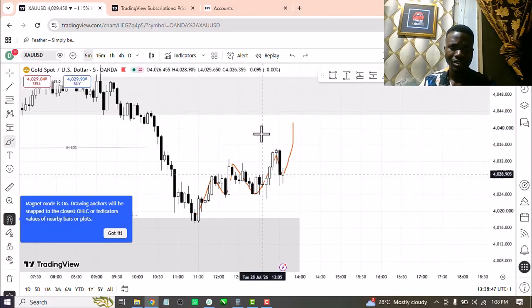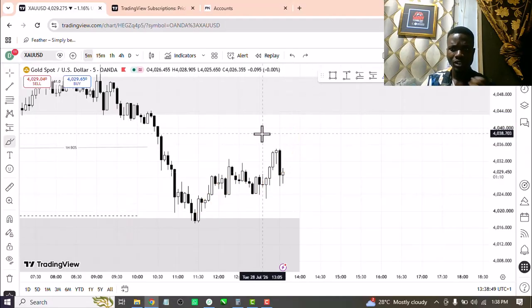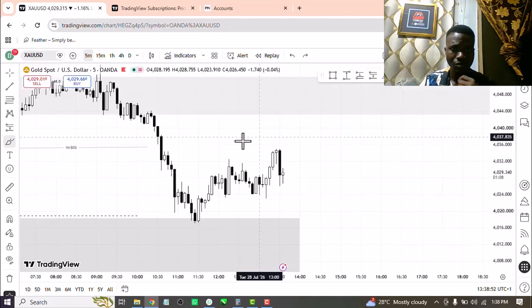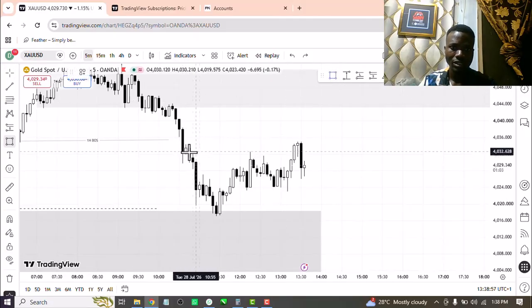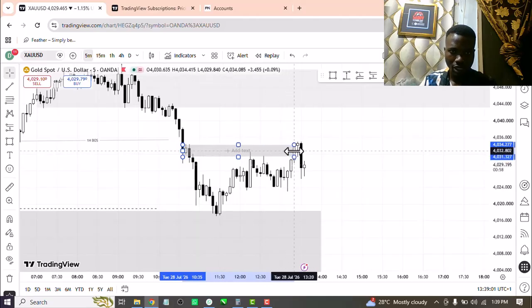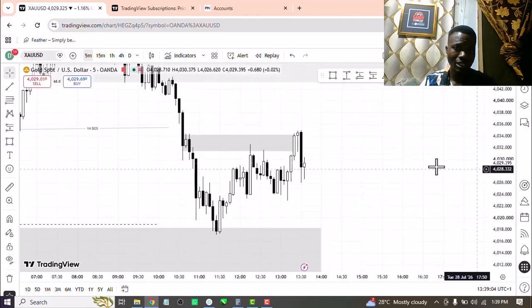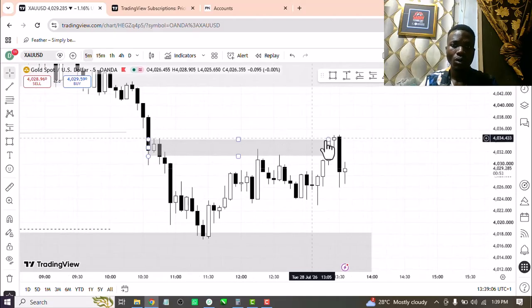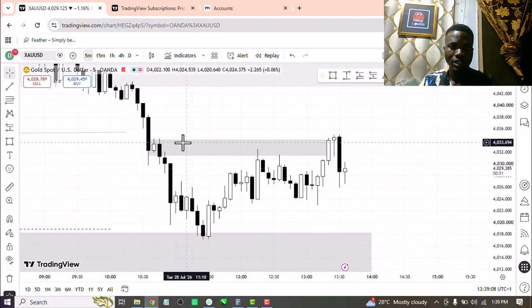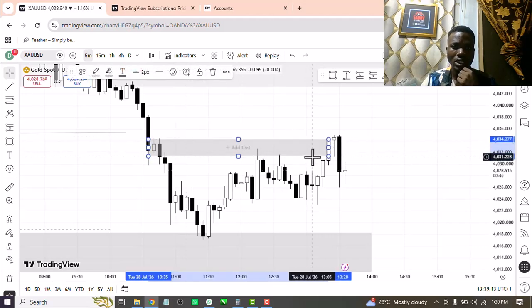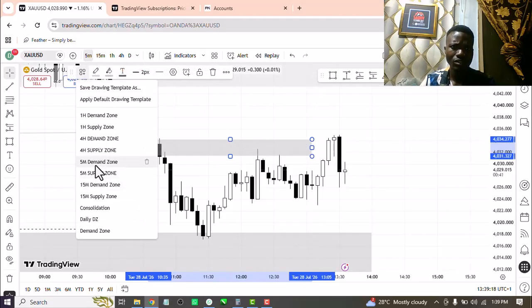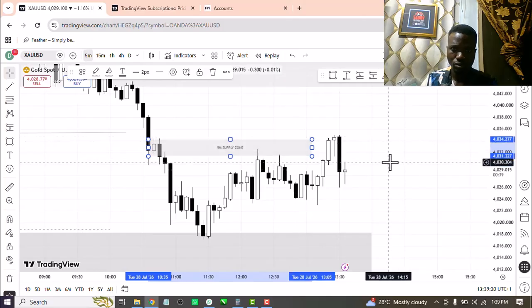Okay, I'm actually seeing something right now. Since this is 5 minutes, and currently this is a 5 minute supply zone right there, let me just mark this out. In fact, price has already gone above this 5 minutes supply zone, right? But let me see how price is going to react. Let me just leave this at this zone right there. So this is a 5 minutes supply zone, isn't it?